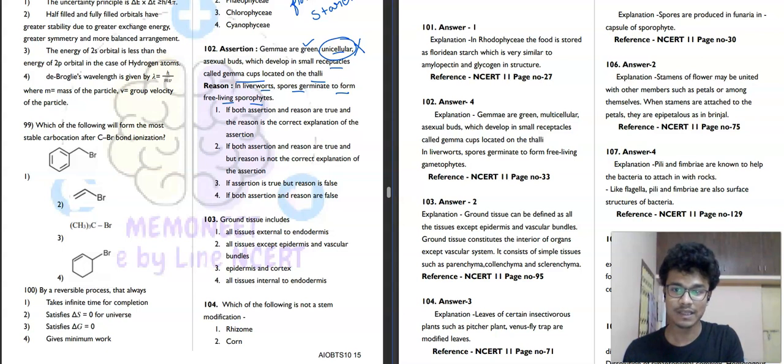Next, it says that in liverworts, spores germinate to form a free-living sporophyte. Basically, in liverworts, spores germinate to form a free-living gametophyte, not a sporophyte. So this is also wrong. This word is wrong; it will be gametophyte. Both the assertion and the reason are wrong, so the fourth option will be your correct answer if both assertion and reason are false.